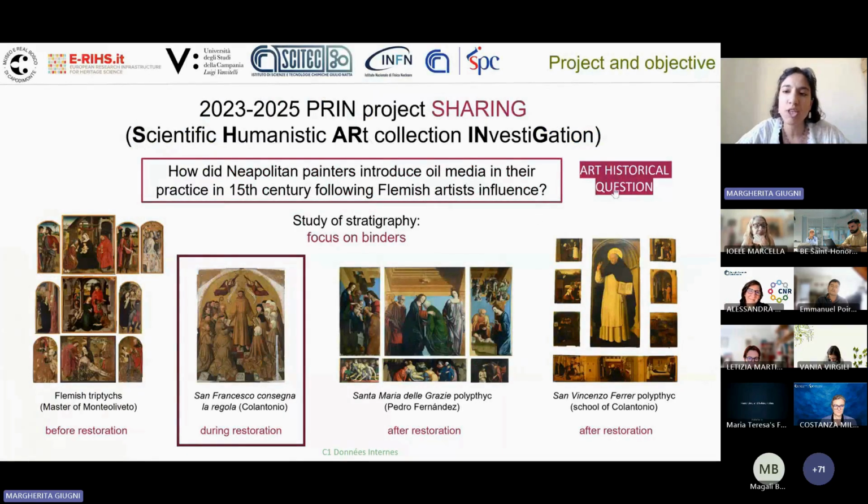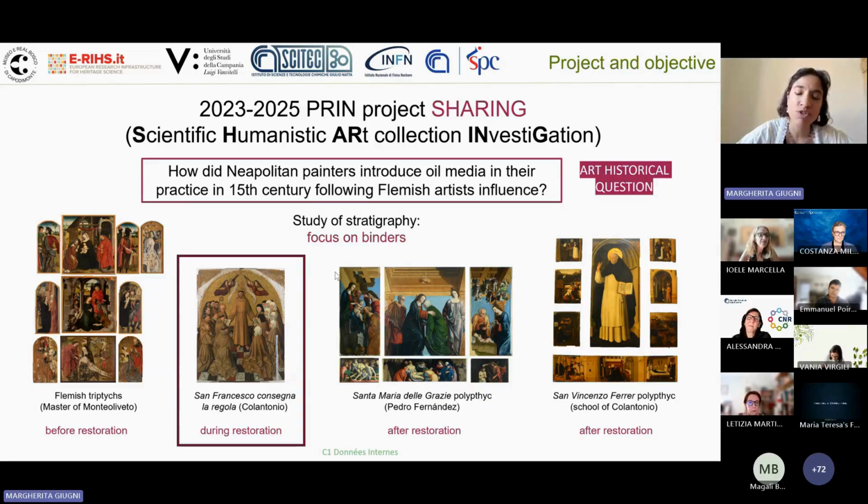Throughout my PhD, I have been involved in a project of national interest, a joint collaboration among different institutions and laboratories called Sharing Project, in the setting of Capodimonte's museum, also partner, of course, of the project. The project was driven by a challenging art historical question concerning the introduction of drying oil as a new binder by Neapolitan workshops during the 15th century, following an already established experience by the Flemish artists.